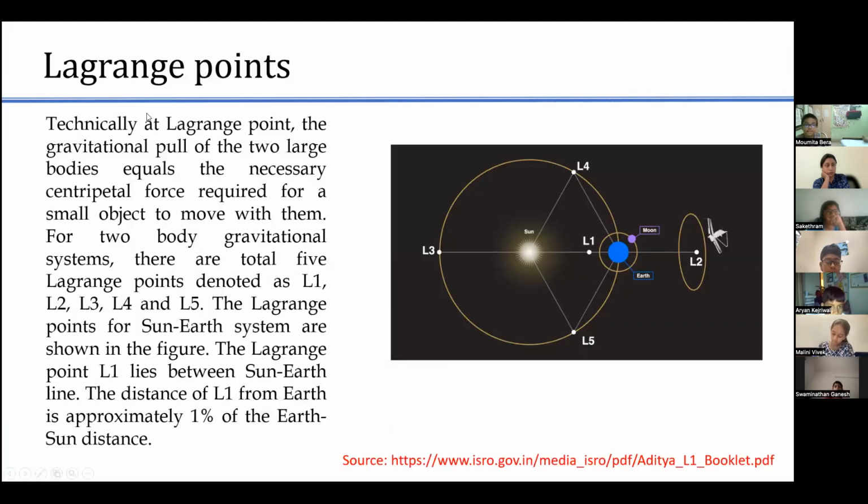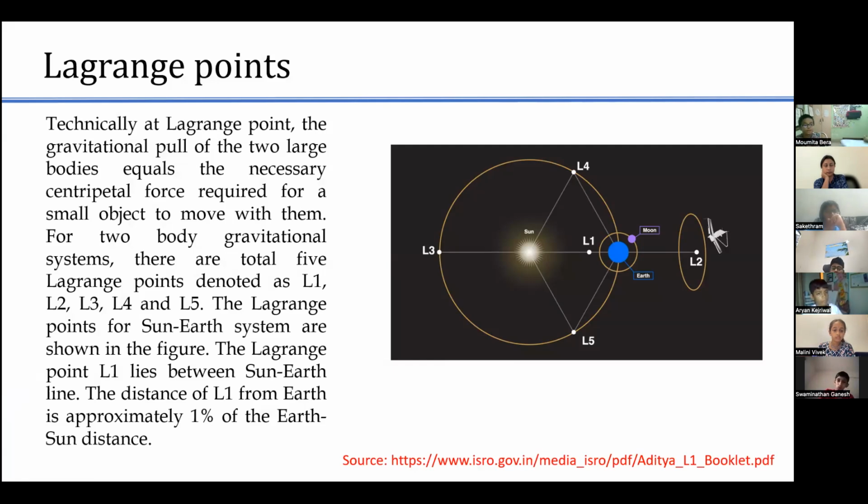Lagrange point. Technically, at a Lagrange point, the gravitational pulls of the two large bodies are equal. It is required for a small object to move with them. For two-body gravitational systems, there are a total of 5 Lagrange points denoted as L1, L2, L3, L4, and L5.